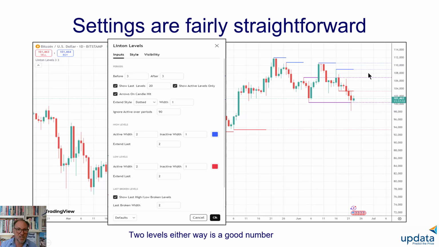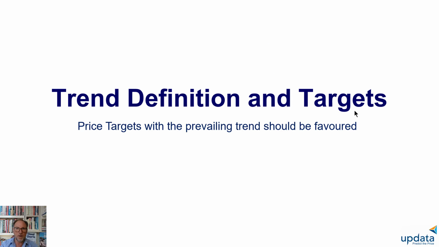I just look at the last 2. And if it breaks, it just turns purple. So we know that a significant level has just broken. So that's quite key. So the settings are there in TradingView, very straightforward.